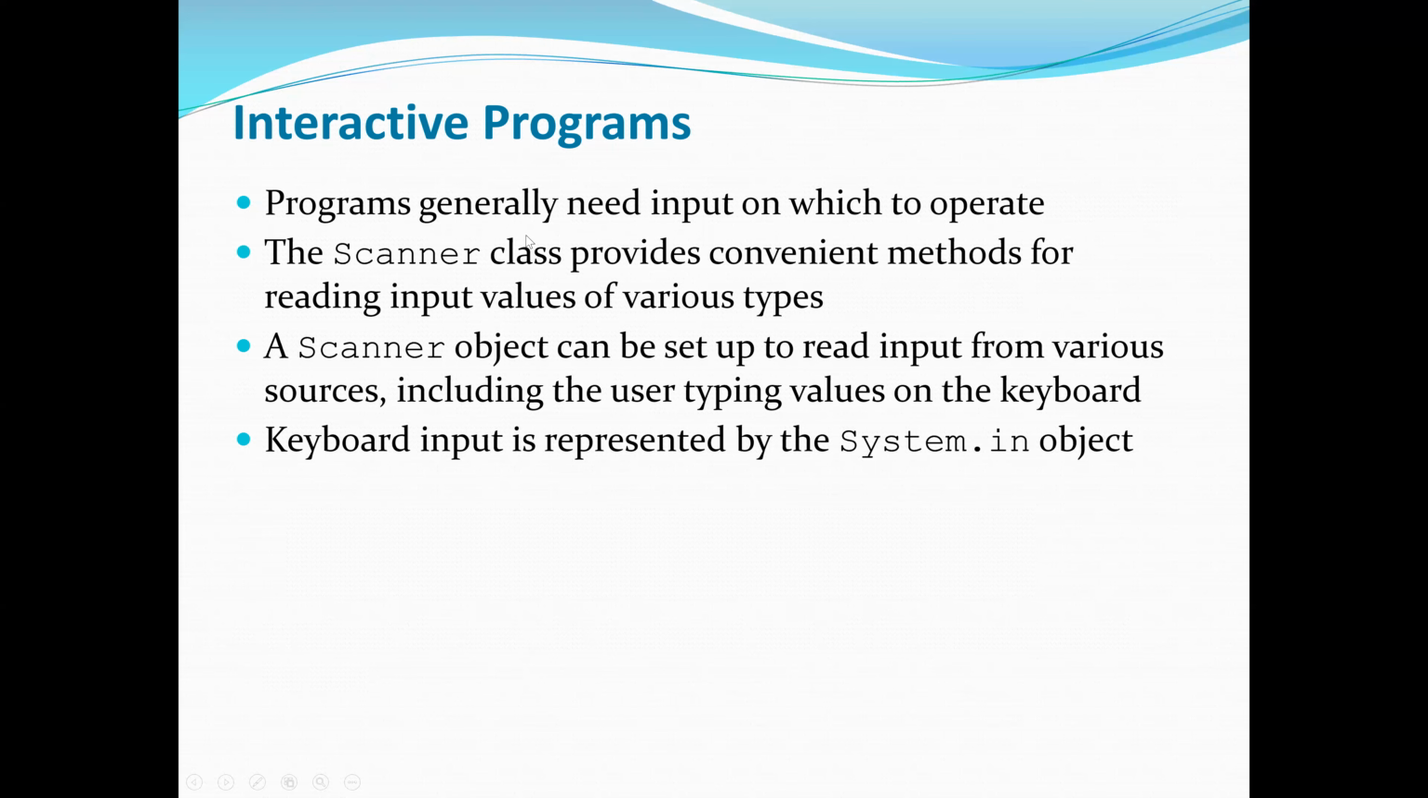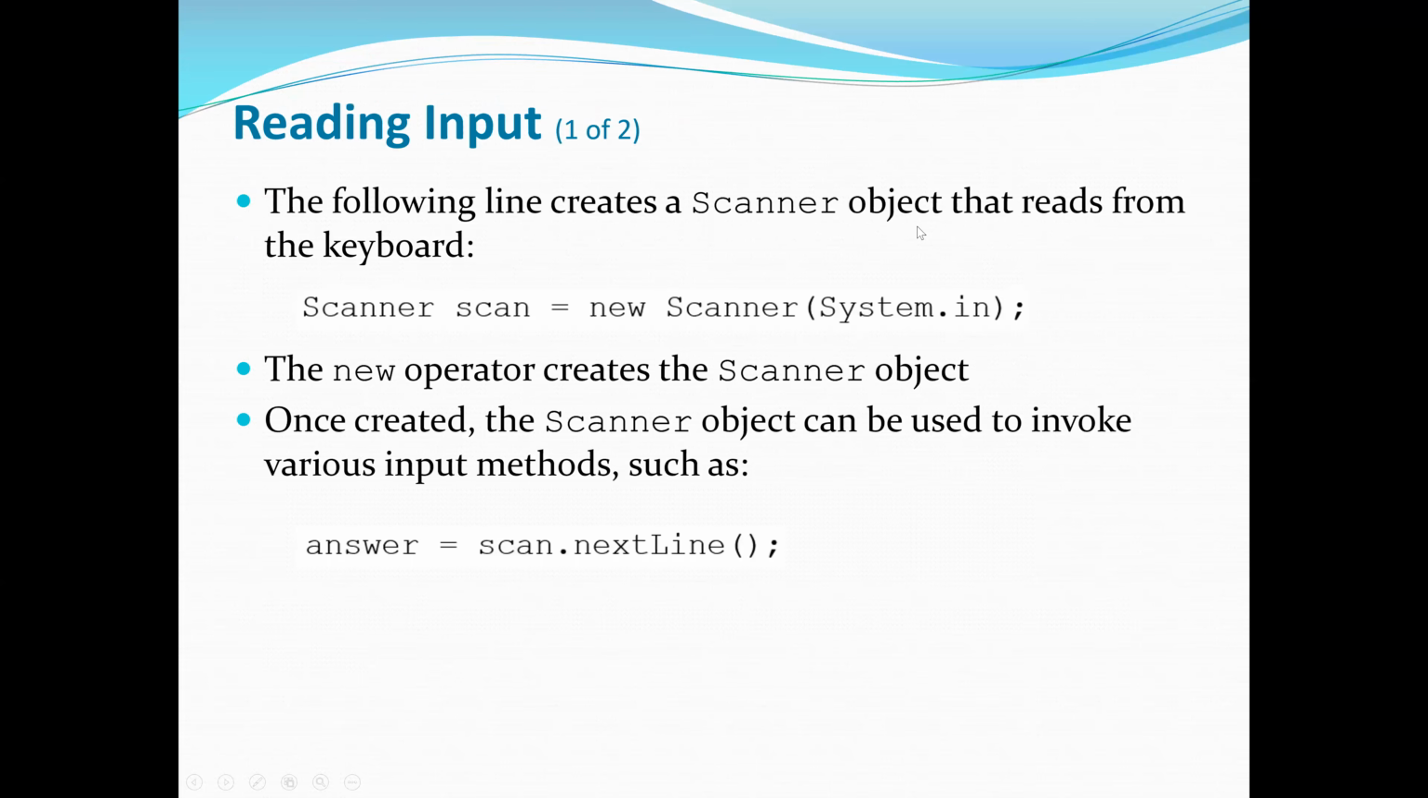So here we say programs generally need input on which to operate. The Scanner class provides a convenient method for reading input values of various types. Also, a Scanner object can be set up to read input from various sources, including the user typing values on the keyboard. Now, if you are using the keyboard, then we use System.in. So keyboard input is represented by the System.in object. And that's what we are going to learn in this section.